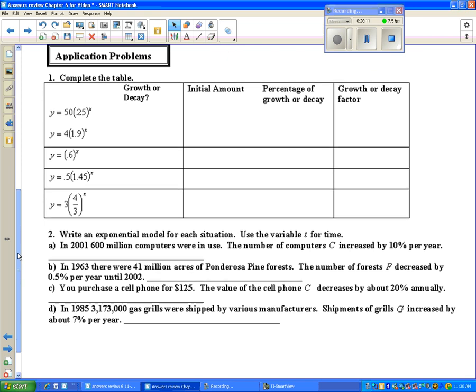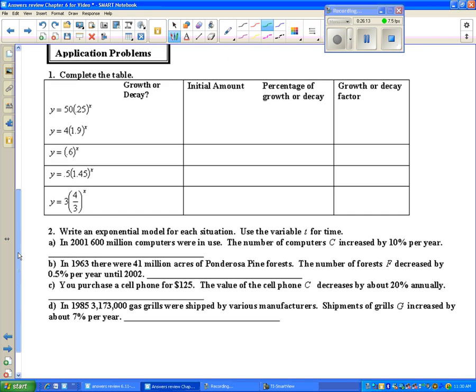Complete the table. First of all, growth or decay: 0.25 is less than 1, so this is decay. My initial value is the 50. Again, fill out the last column first. The factor is 0.25. The percentage is the difference from 1. So 1 minus 0.25 is 0.75. As a percentage, that's 75% decay.